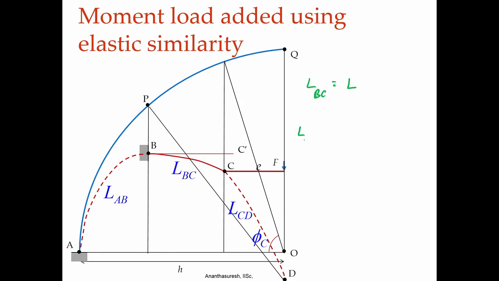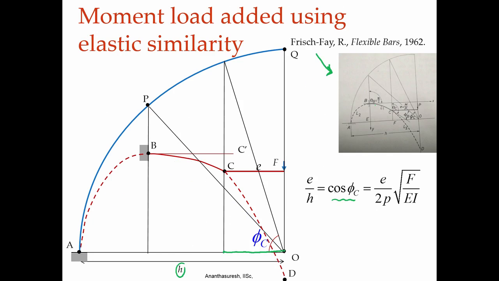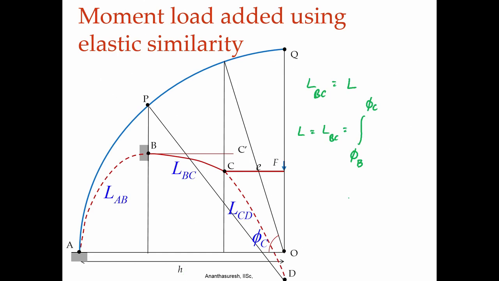This LBC or L equal to LBC is the integral that goes from phi B to phi C. We already know phi C from the previous thing. Cosine phi C is equal to this, we already have. H was P by square root of F by EI that we had derived. So, phi C is known to us and phi B is anyway known to us because that was sine inverse 1 over 2 square root of P. So, these two limits are known.